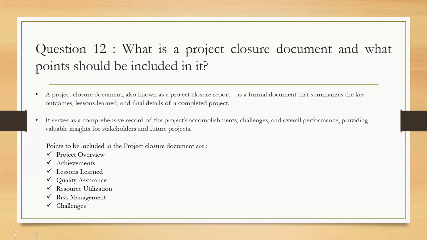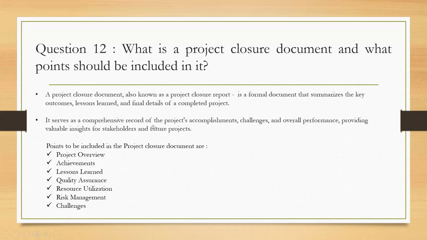Okay. Next, the question is regarding what a project closure document is and what points should be included in it. A project closure document is also called a project closure report. It is a formal document that summarizes the key outcomes, lessons learned, and the final details of a completed project. Once your project is completed and everything is done, we have this project closure document. In this document, we include details like the outcome of your project, what lessons you have learned, and what challenges you have faced. Likewise, we need to mention the final details of a completed project.